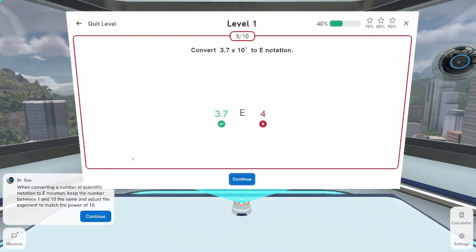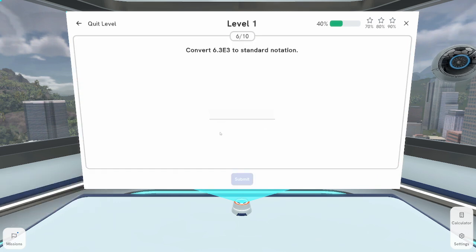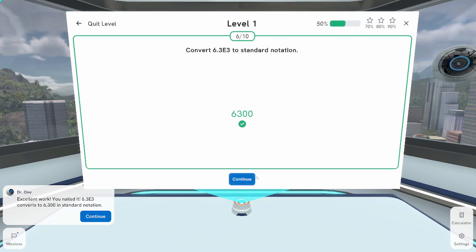When converting a number in scientific notation to E notation, keep the number between 1 and 10 the same and adjust the exponent to match the power of 10. Excellent work! You nailed it! 6.3 E3 converts to 6,300 in standard notation.